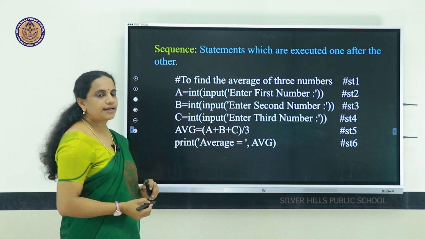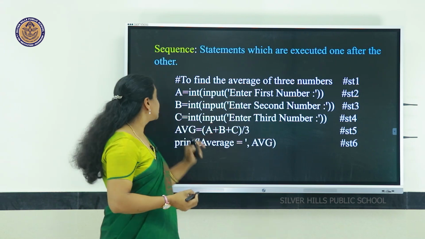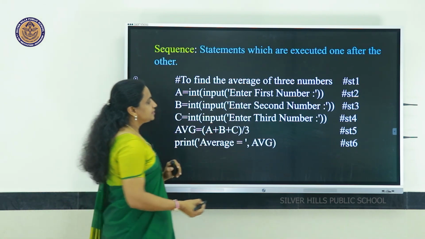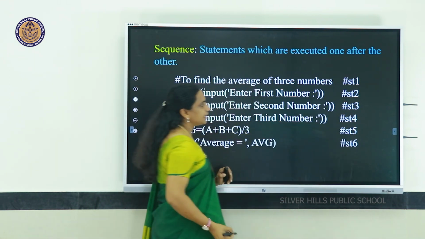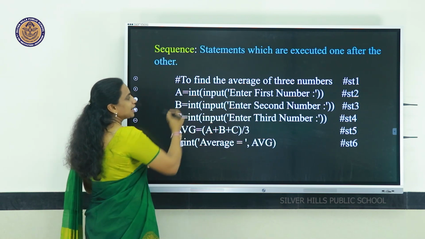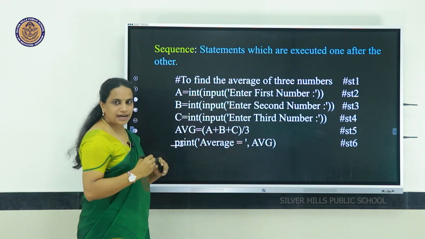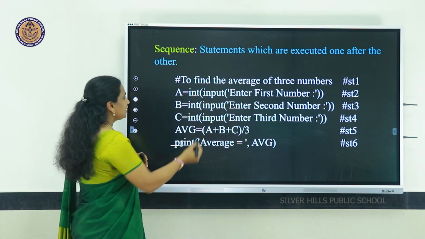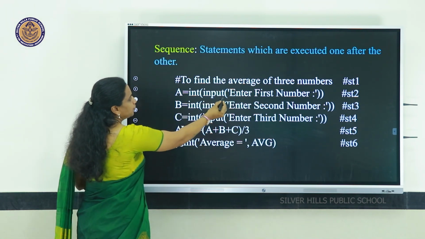Now, let us see what is a sequence statement. Okay, just to go through the program, there are 6 statements written here, statement 1 to statement 6. First statement is a comment. You know what is a comment? A comment will be ignored by the Python compiler. Now, the next statement is input the first number.